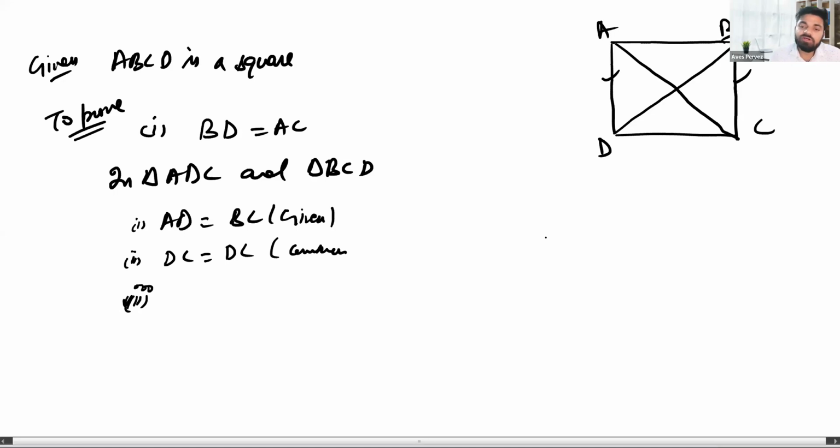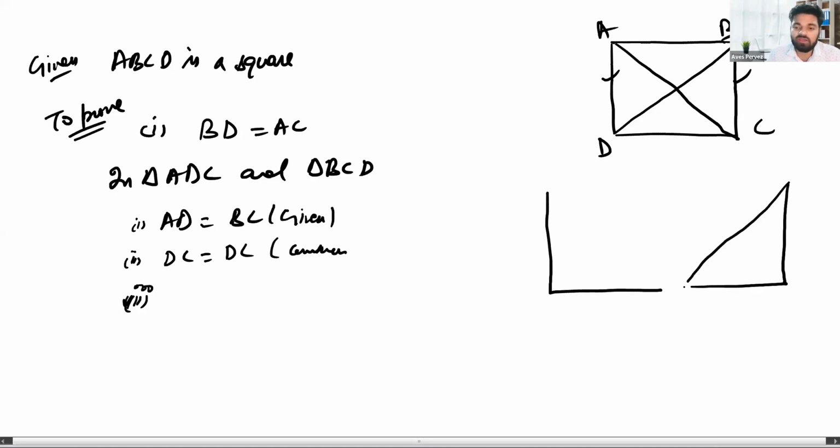Yes, Rima, you don't know how to write the name of a triangle. Let me help you. An angle name is written in 3 letters, okay? Got it? Yeah. So this is ADC that we have taken, this triangle, and this is BCD. So these two triangles we are talking about, this one and this one. So we have drawn this one separately.